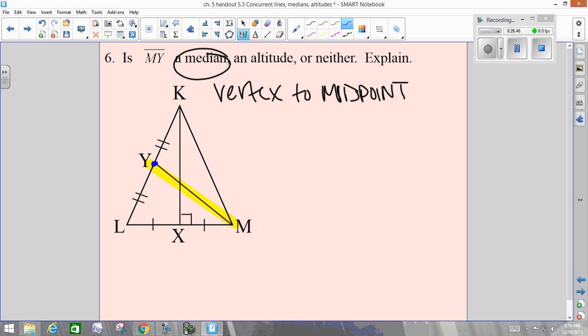Quick question. What would you call the segment XY? How would you refer to point X on line LM? It is LM's what? Good. What is Y on LK? What do we call a segment that connects midpoints? A mid-segment, which means XY should be what to KM? Parallel, and what else?